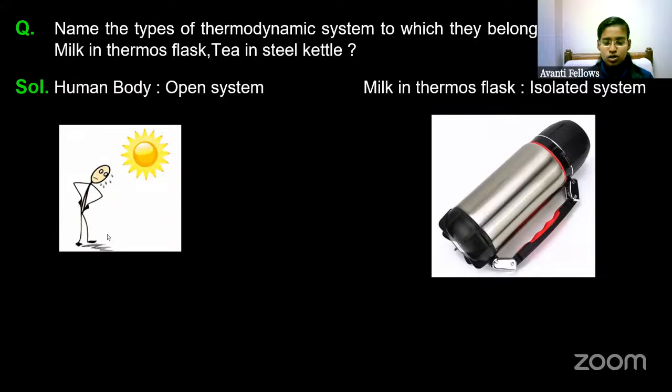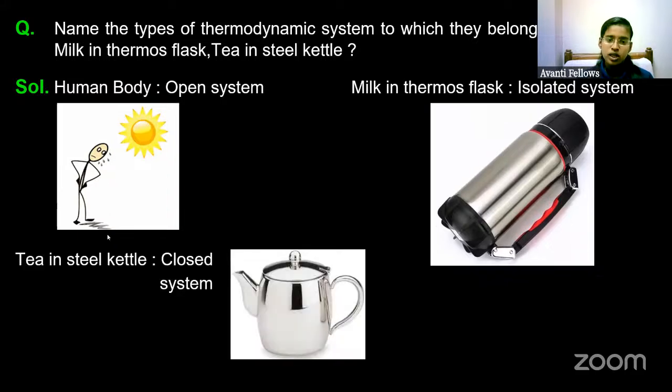Kettle means we use a lid, no? So it will be closed. But the metal is steel. So we can keep a steel kettle on a gas stove and heat it, no? So heat will be transferred. Heat energy is transferred, but not the matter. The tea which is present inside the steel kettle will not go out as vapors. It will not get transferred to the surrounding. So it is an example for closed system. Okay, very good. Yes, it is a closed system.